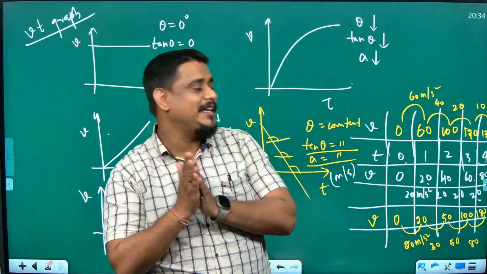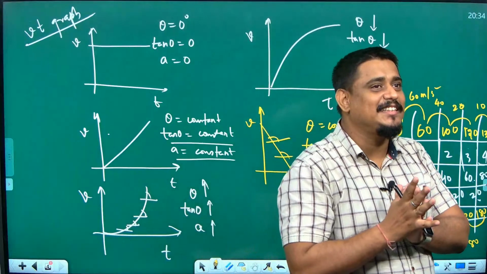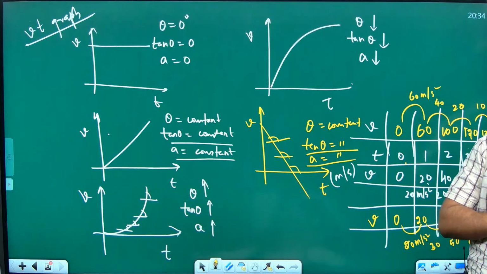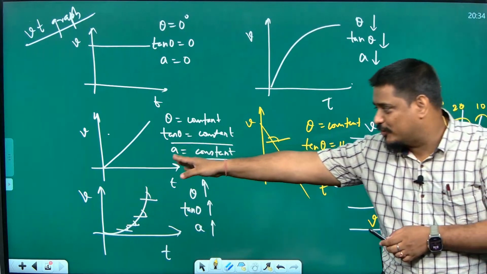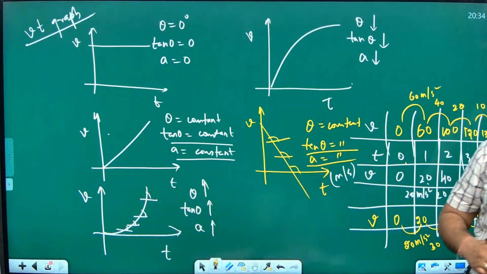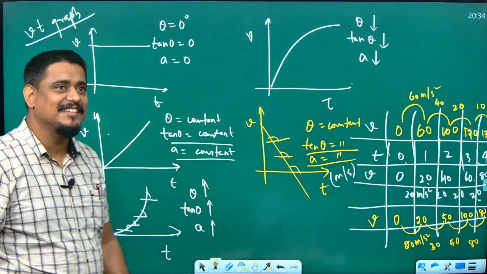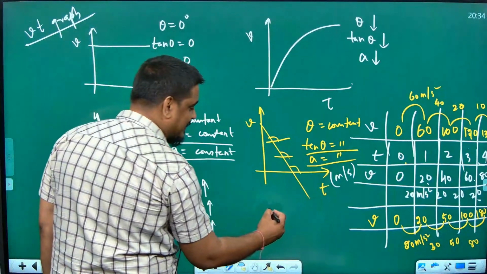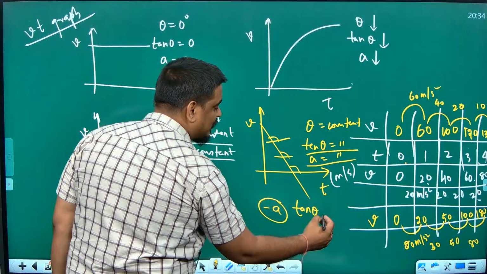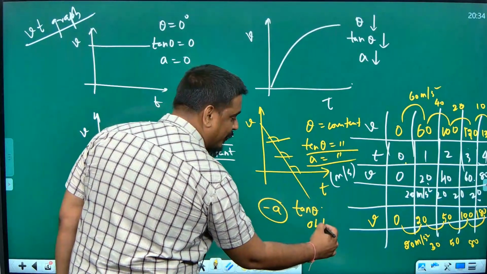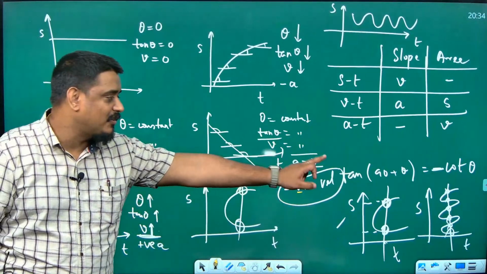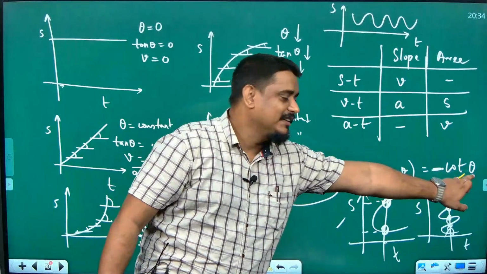Now tell me, Madhuvanti, acceleration is constant, right? Say yes or no. Yes, sir. In this graph also A is constant. How are they different from each other? Sir, it is negative acceleration. Very good. It is negative acceleration. And why do I say negative acceleration? Because theta is obtuse, so tan theta is negative. Are you getting my point? And I told you in the previous slide itself that if theta is obtuse, then it will become negative.